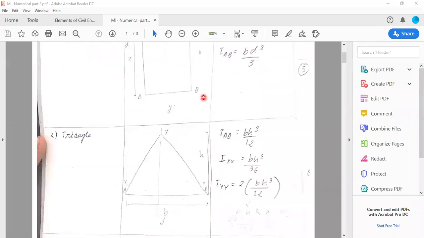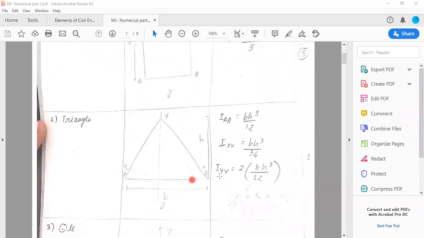Similarly, next, we have a triangle whose height is h and base is b. The x-axis passes through the centroid, which is at h by 3, and this is the y-axis. The moment of inertia of this triangle about its base AB is bh cubed by 12, about the x-axis is bh cubed by 36, and about the y-axis is 2 times bh cubed by 12. Now, what is this 2 times?